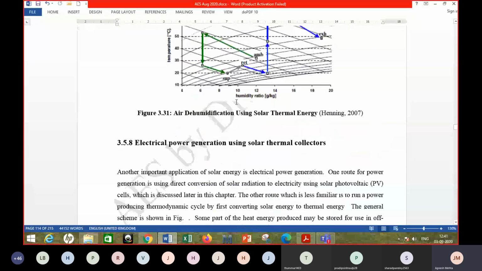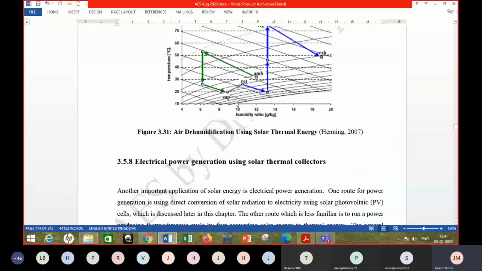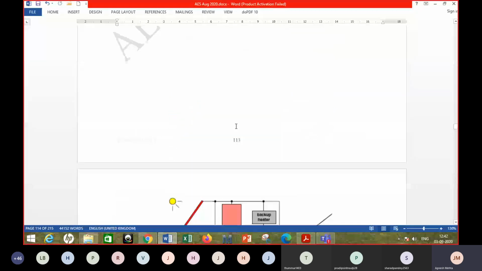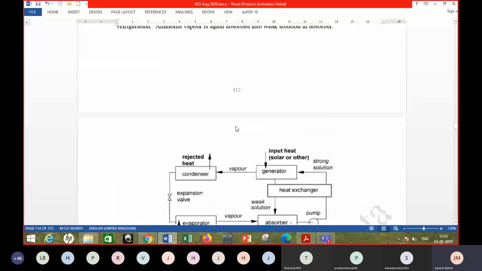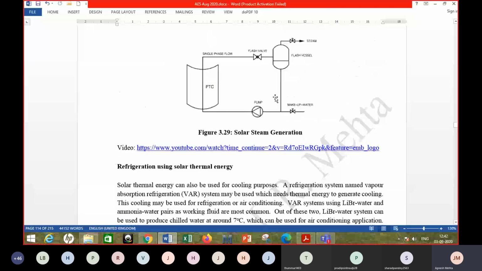Now in the next lecture we'll talk about the electrical power generation using solar thermal collectors. But before that, let us watch this video which explains different types of applications of a parabolic trough type of collector. One of the applications is also for power generation, but this is talking about applications other than power generation. So mainly it is process heating in industries.